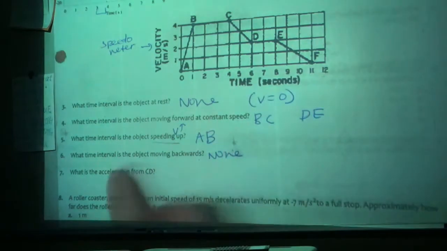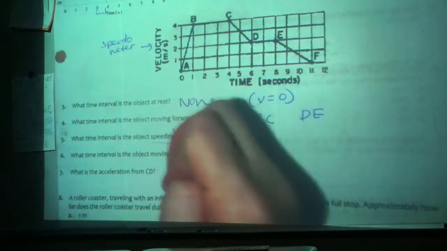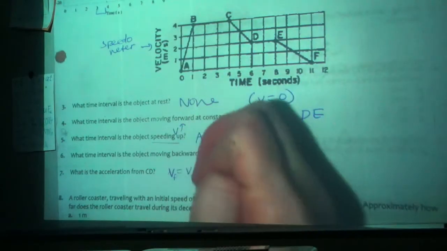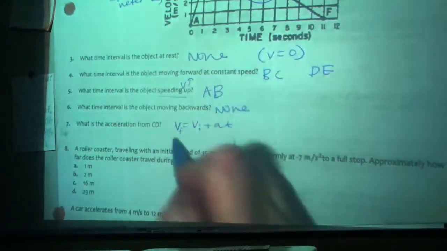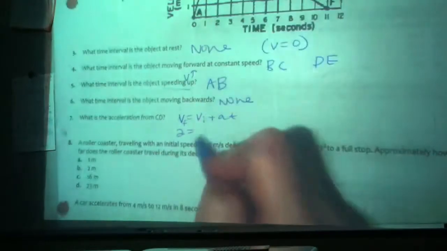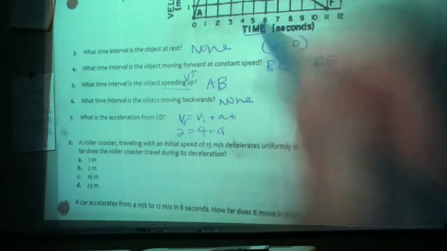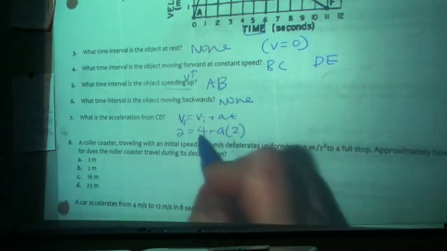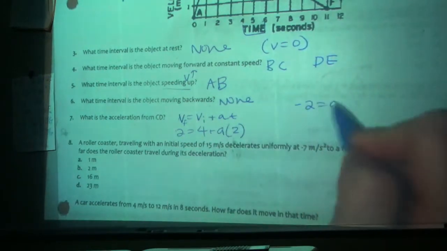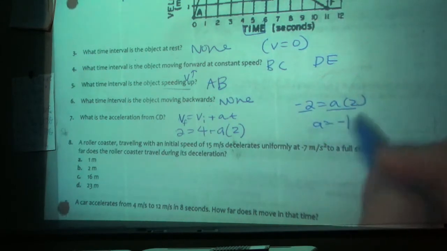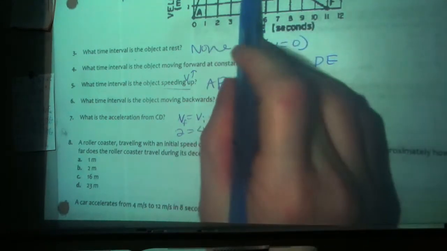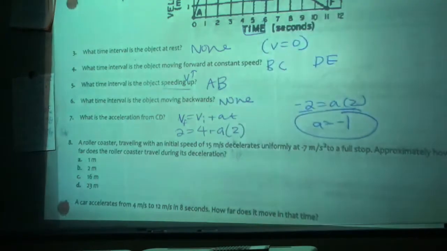And the acceleration from C to D, well, I would use the vf equals vi plus at from C to D in particular. Your final velocity was 2. The starting velocity was 4. Looking for a, and the time it took, from 4 to 6, is 2 seconds. Subtract the 4 over, you get -2 is a times 2. Divide by 2, you get a is -1. And the negative acceleration is just because it's slowing down, it's decreasing in speed.